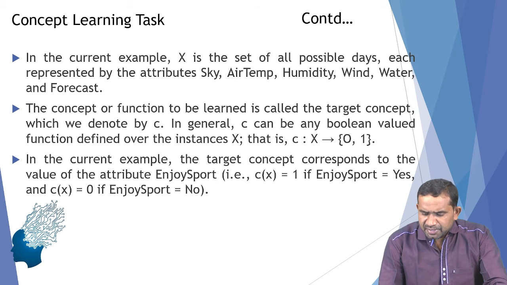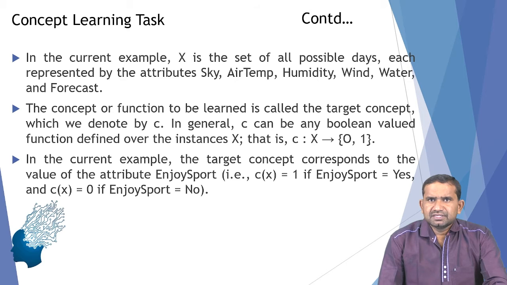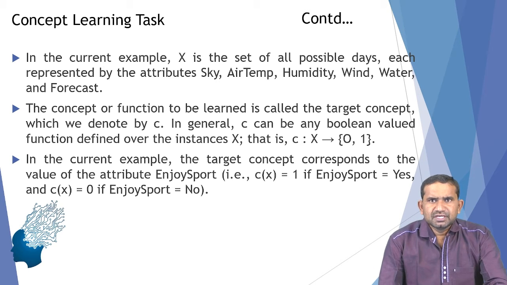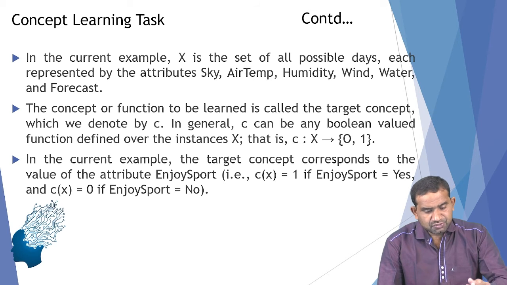Means it may be the required target concept, whereas C is represented with the target concept and x is represented with the instance of the example. 0 indicates some value, as well as 1 indicates one. In the current example, the target concept corresponds to the value of the attribute enjoy sports. So the target concept is C of x equal to 1, meaning enjoy the sport.